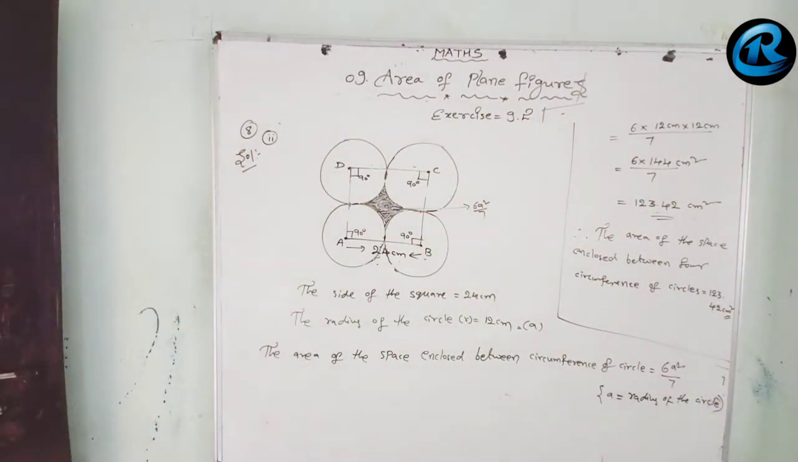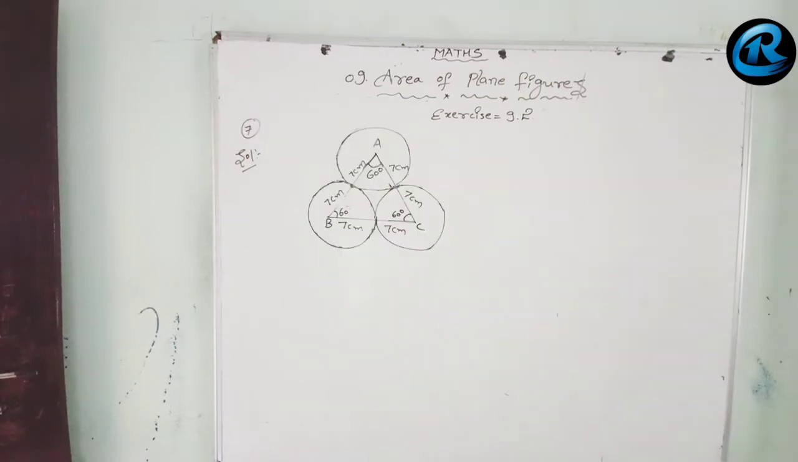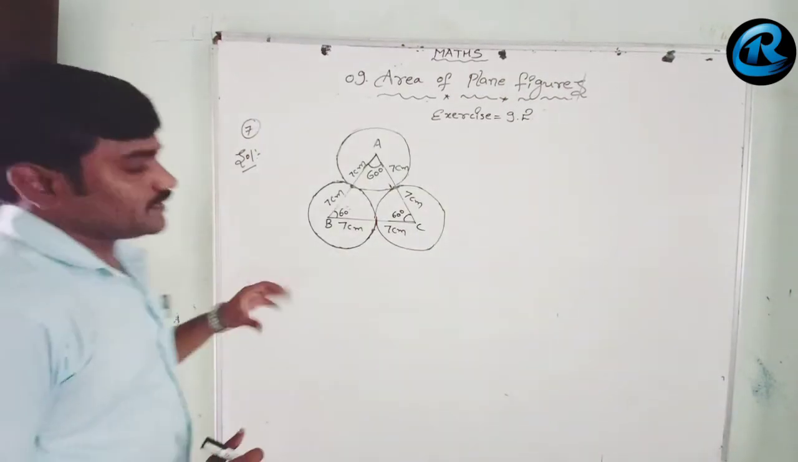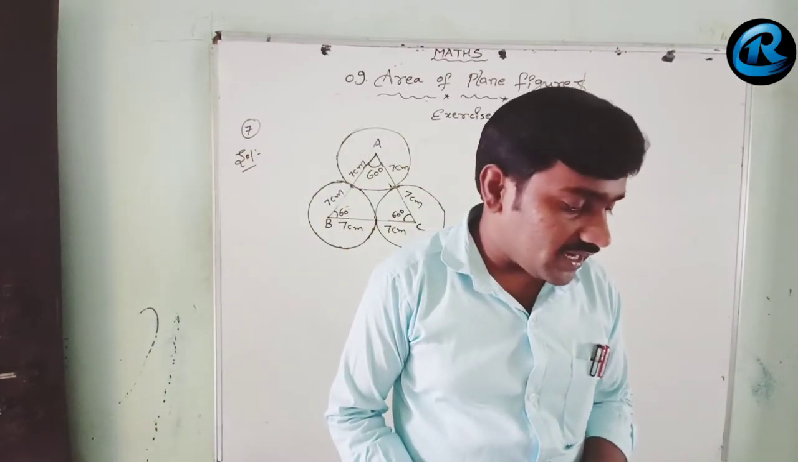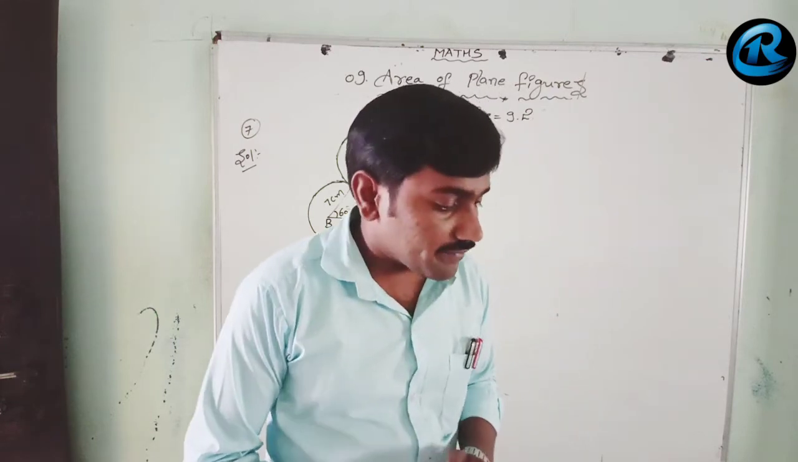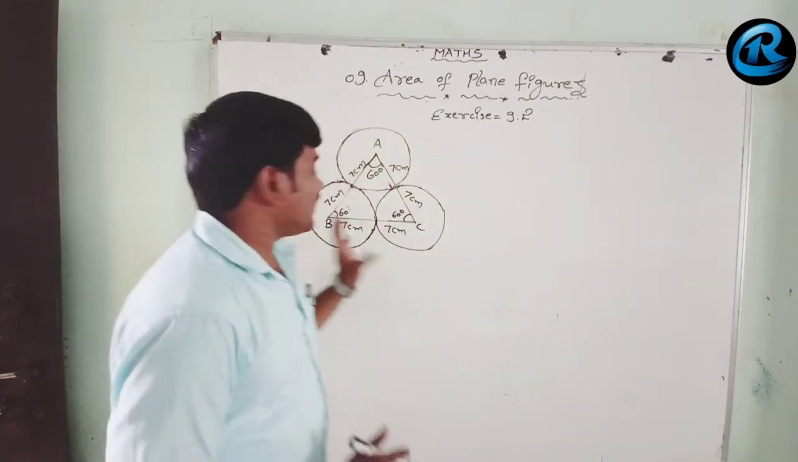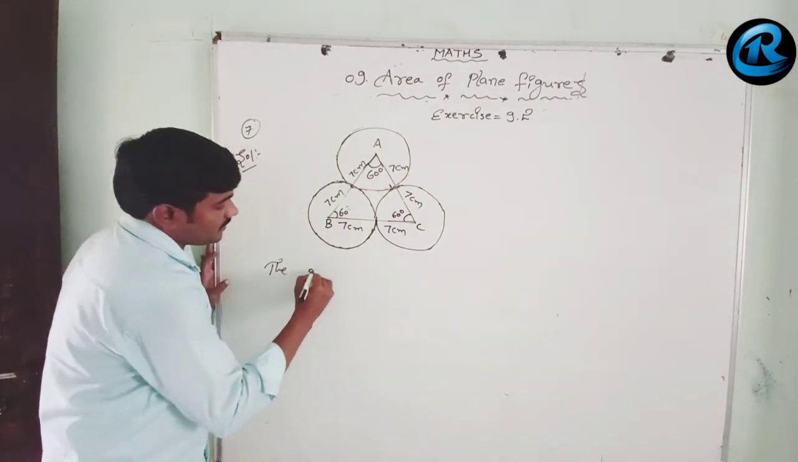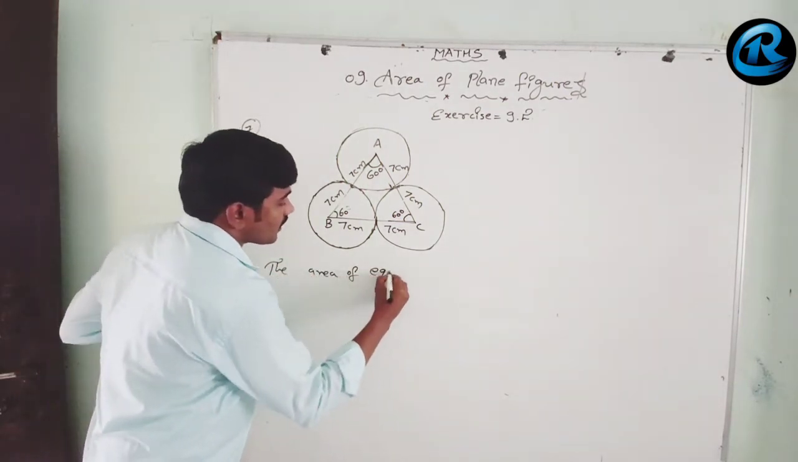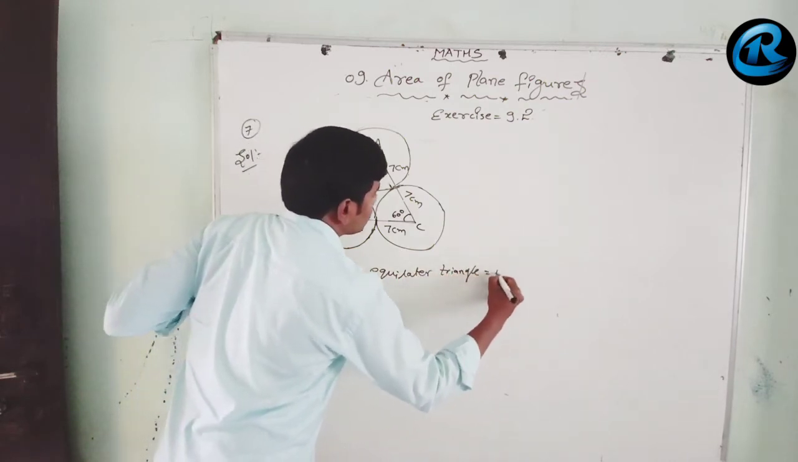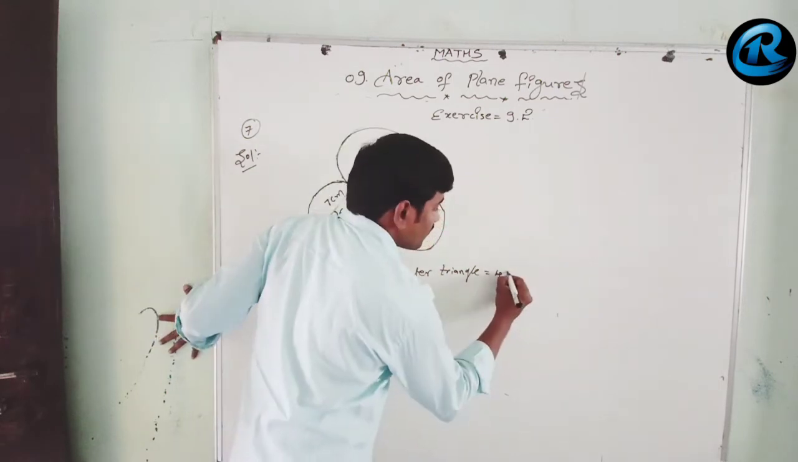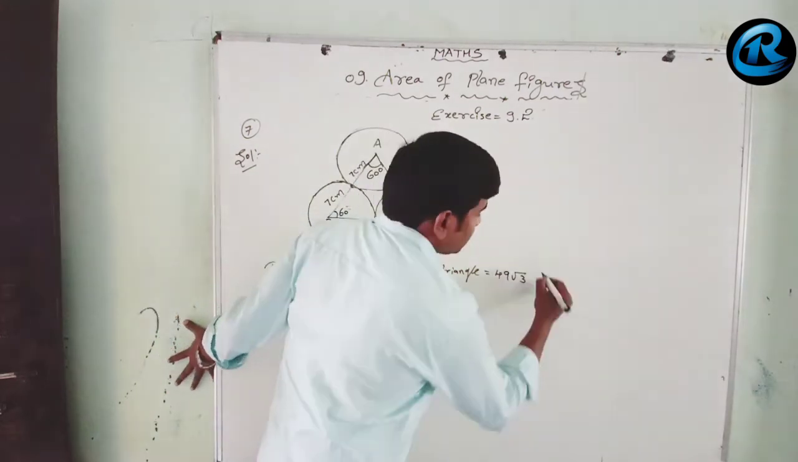Okay, just go through this sixth question and 8.1 and 8.2 based on the same content, and we go for the seventh question now. Now this is our seventh question diagram. Let us see what the seventh question is. The area of the equilateral triangle is 49 root 3 centimeters square.